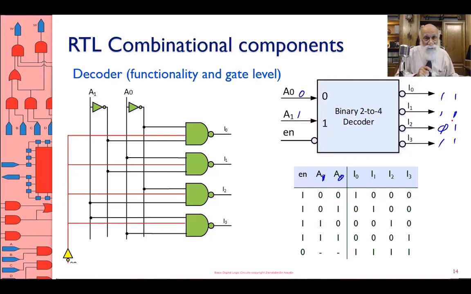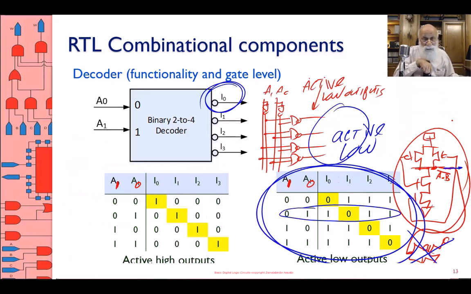So, how do I build this circuit? I already have 2 input NAND gates. All I'm going to do is add a third input to these NAND gates.